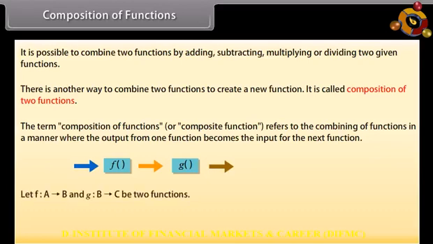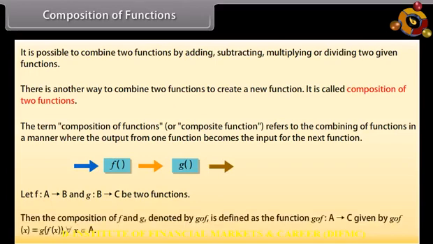Let function f from A to B and function g from B to C be two functions. Then the composition of f and g is denoted by g of f, defined as the function g of f from A to C given by g of f of x is equal to g of f(x) for each x belongs to A.